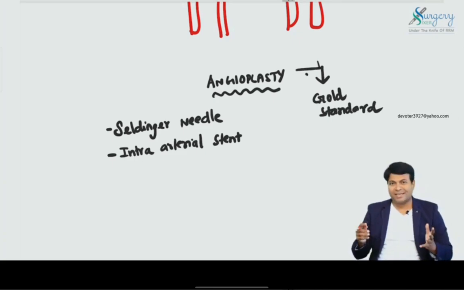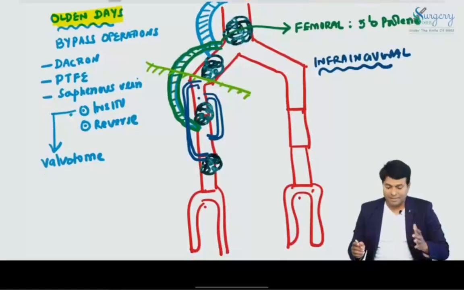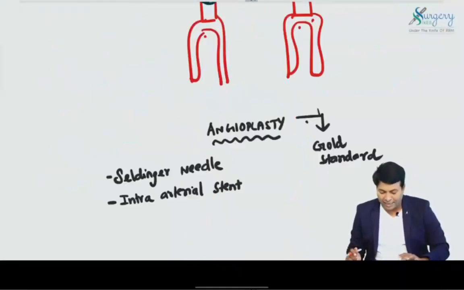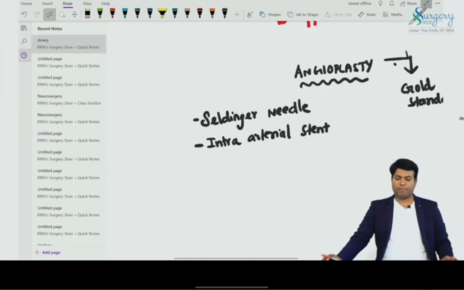Though I'm discussing so much about anastomosis using Dacron, PTFE, saphenous vein, nobody uses them nowadays. Now it is easily treated. Just see here, I will enter from here, go inside and put a stent in this place. Problem over. So this is the Seldinger technique and placing of a stent known as angioplasty. Please don't forget these points. So about peripheral vascular disease and atherosclerosis, you should not forget.